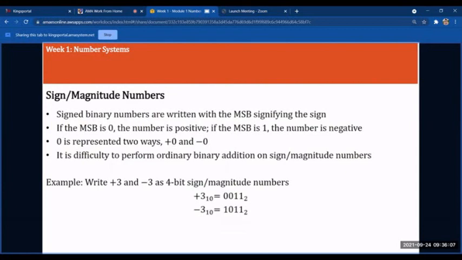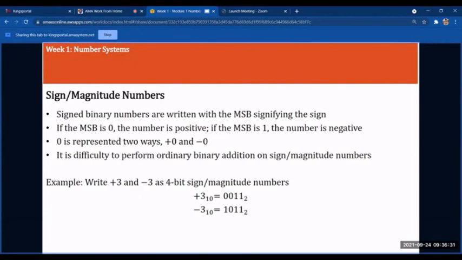So, sign or magnitude numbers. For sign and magnitude numbers, these are written with the MSB signifying the sign. If the MSB is 0, the number is positive. If the MSB is 1, the number is negative. Please take note: if the MSB is 0, that would be positive; if it is 1, then it is negative.